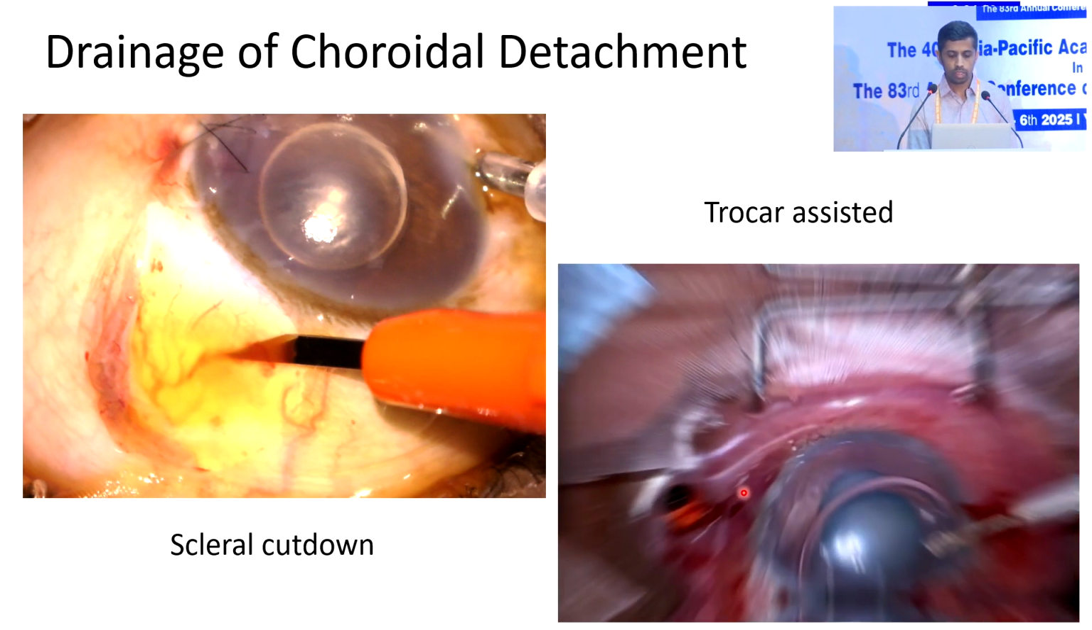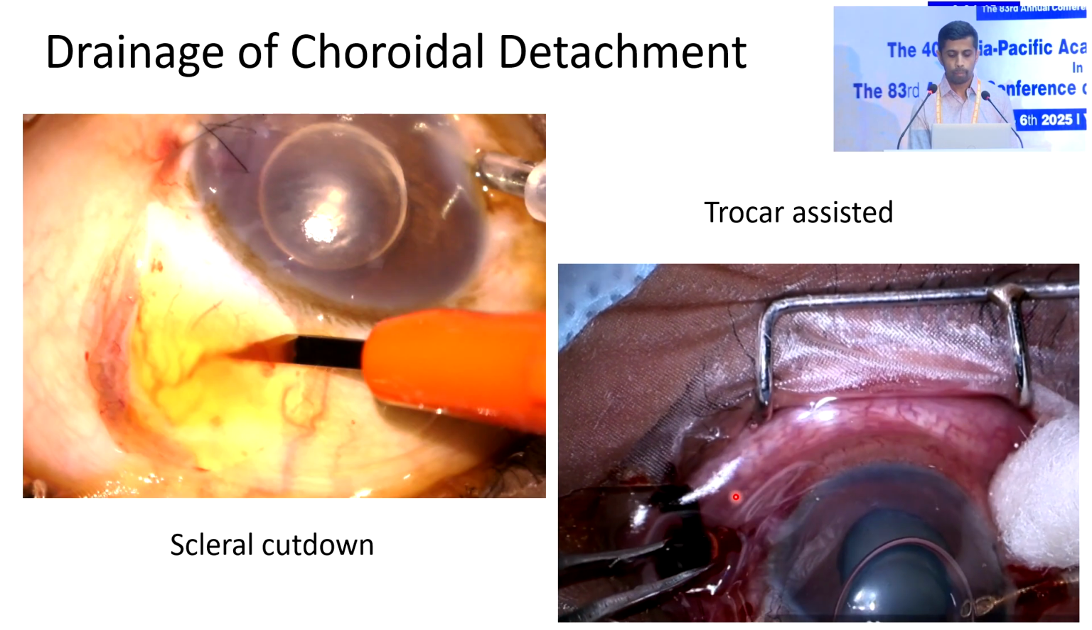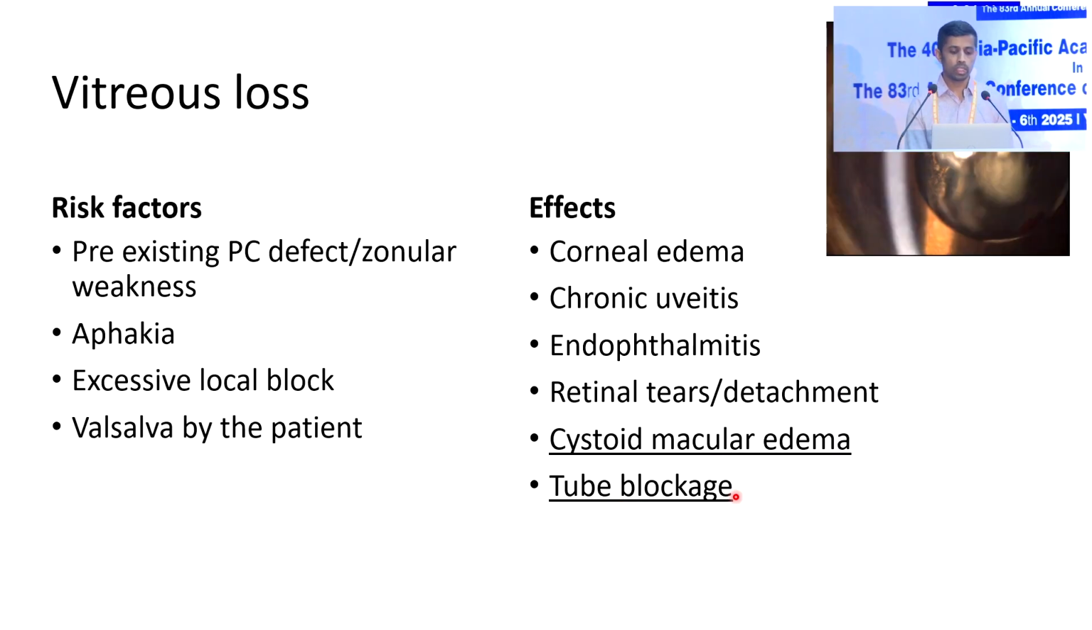So as you can see here, there is an oblique entry, and then the trocar is manipulated to drain the blood or the effusion. Coming on to vitreoretinal complications, first of it, vitreous loss. Risk factors include pre-existing PC defect or zonular weakness, aphakia, excessive local block or Valsalva by the patient. Vitreous in the anterior chamber can cause corneal edema, chronic uveitis, endophthalmitis, retinal tears or detachment, cystoid macular edema, and can also lead to tube blockage.